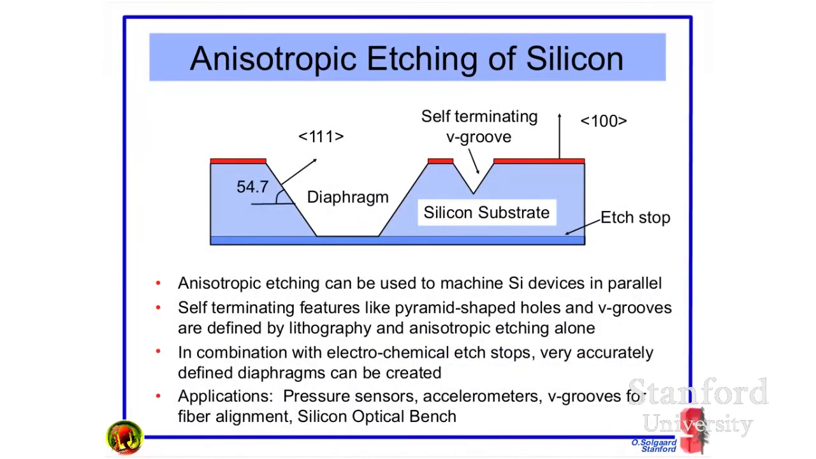That means that you can make structures like these. So I'm showing you some structures here. There you can make very well-defined structures that are essentially terminating on these 1-1-1 planes, these crystalline planes that are more robust than the other planes. And what that allows you to do is to machine very accurately in parallel, and that's the key point. You can machine in parallel.